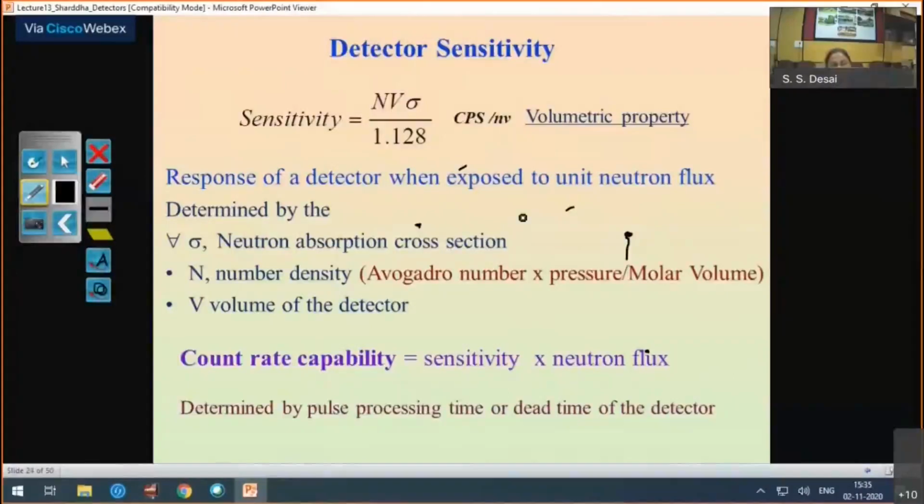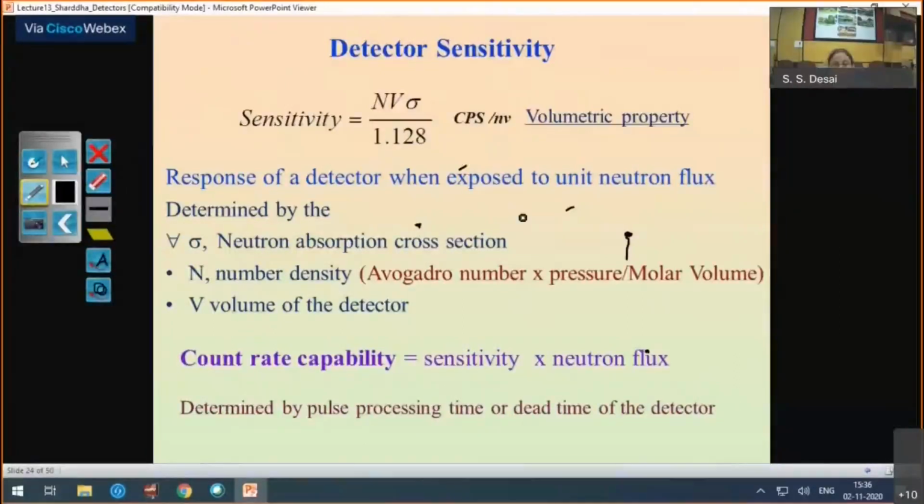Okay. So now you have seen how the structure and operation of the detector works. Now we come to the properties of detectors. The first property of the detector is detector sensitivity. It means we have made a detector of certain dimensions, filled with gas at a certain pressure. Now when we keep it in an ocean of neutrons, suppose a unit neutron flux, a flooding of neutrons, how many pulses will it give?